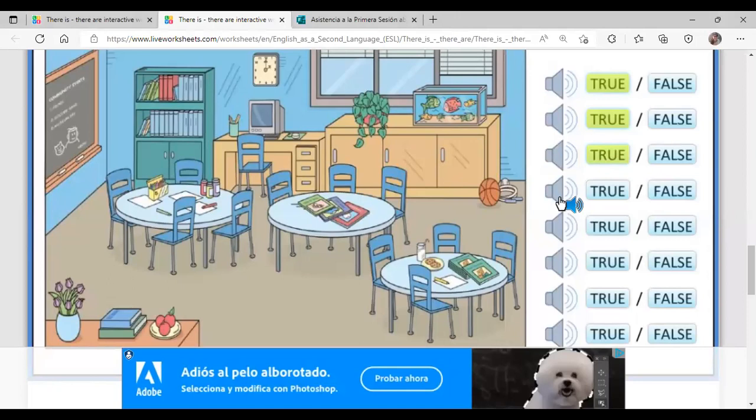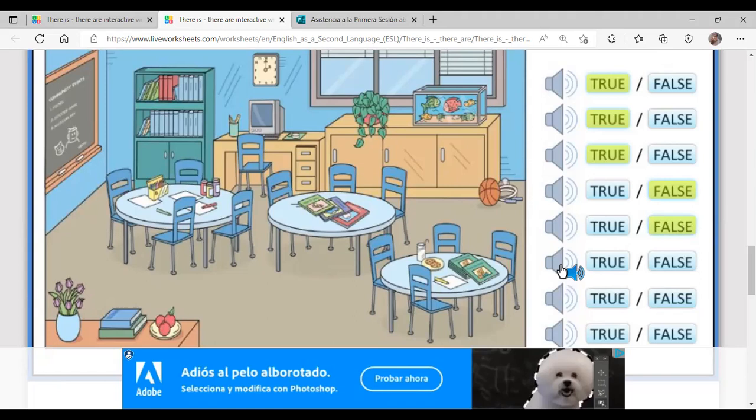There are 13 chairs in the classroom. Let's count. 1, 2, 3, 4, 5, 6, 7, 8, 9, 10, 11, 12. False, 13 is false. Next. There are 5 children in the classroom. True or false? False. There is nobody.